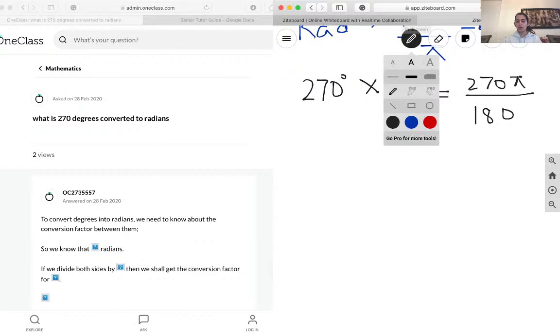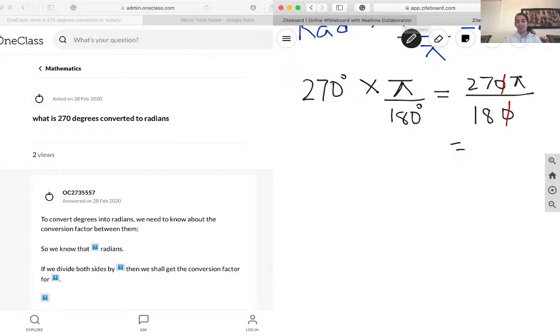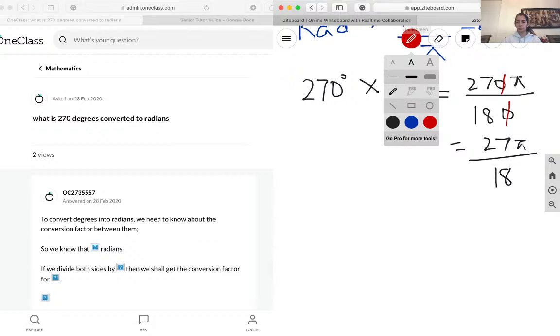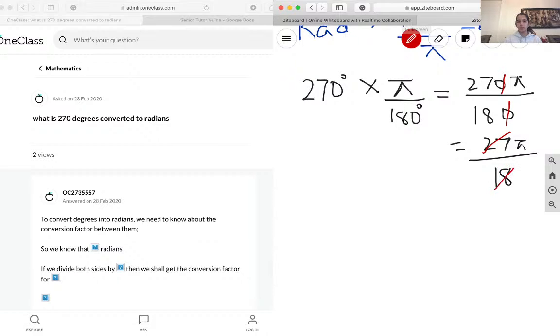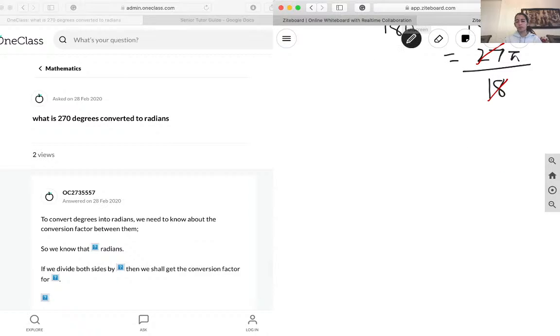Now we can further simplify that by dividing. The easiest to divide by is 10. So we're just going to get rid of the zeros and we're left with 27 over 18 pi. This can be further divided by, let's say, 3. Because you have to divide the numerator with the same number you divide the denominator. Whatever you do to the numerator, you have to do to the denominator.